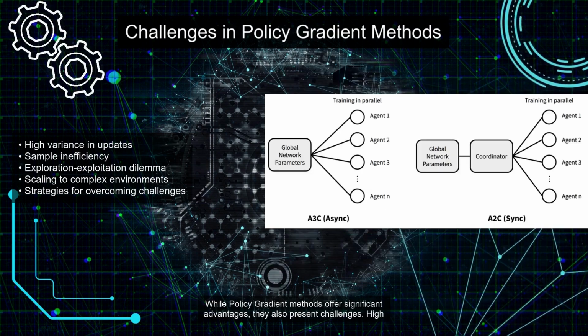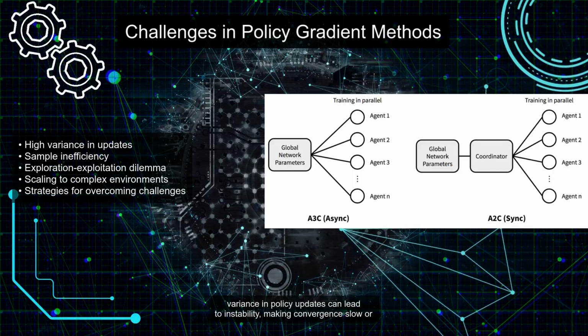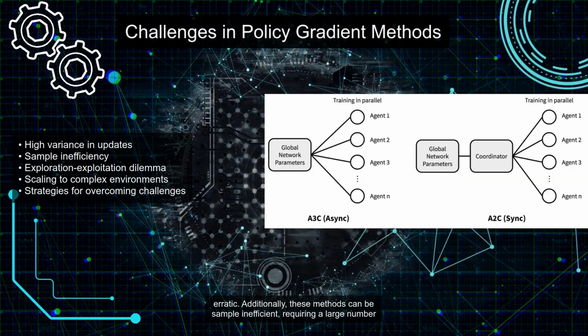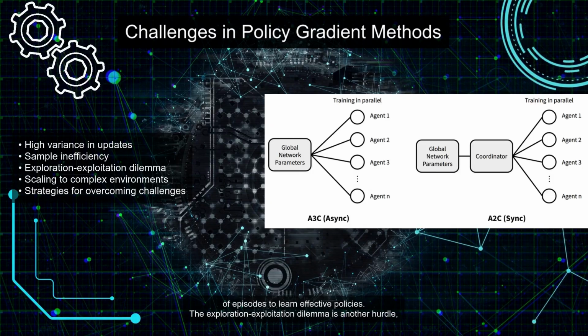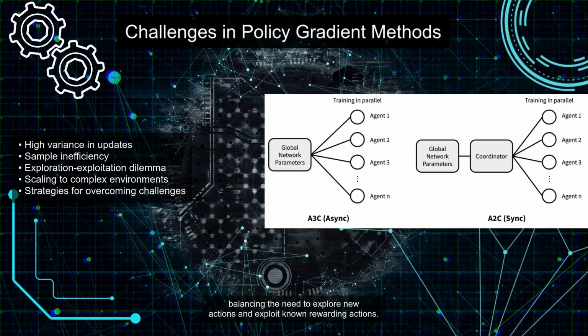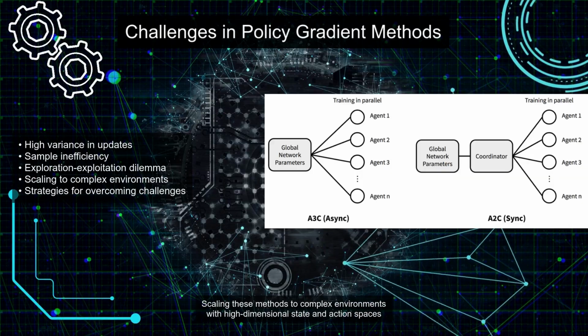While policy gradient methods offer significant advantages, they also present challenges. High variance in policy updates can lead to instability, making convergence slow or erratic. Additionally, these methods can be sample inefficient, requiring a large number of episodes to learn effective policies. The exploration-exploitation dilemma is another hurdle, balancing the need to explore new actions and exploit known rewarding actions.